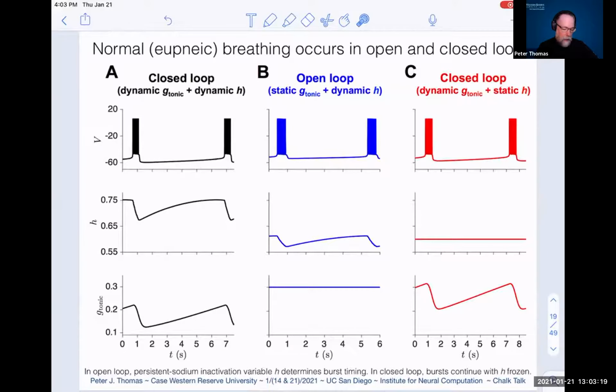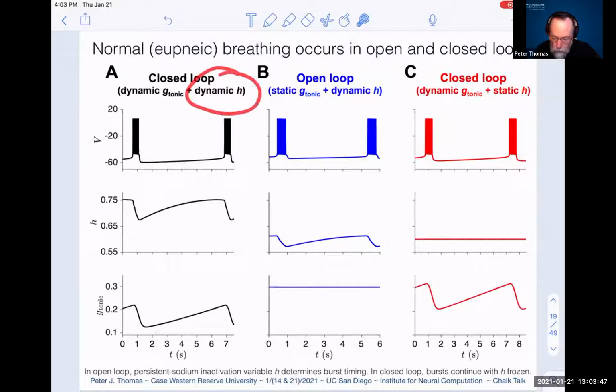But before I get to that, I'll tell you about the way the model works in its original form. Okay, so we can run this model in a couple of different ways. The closed loop is what I just described. G-tonic, the excitatory drive to the central pattern generator, is varying as a function of the concentration of oxygen in the blood.